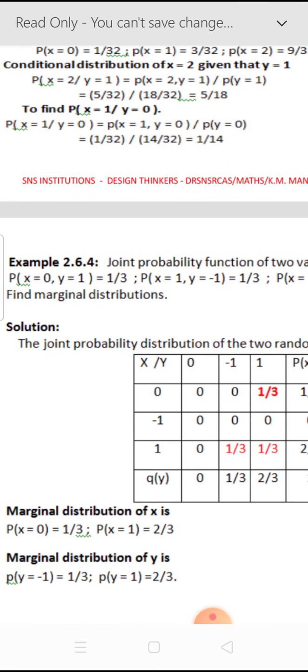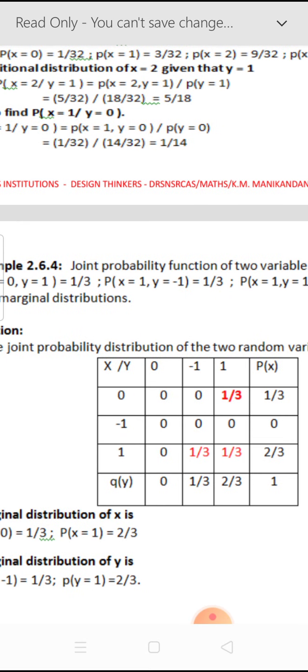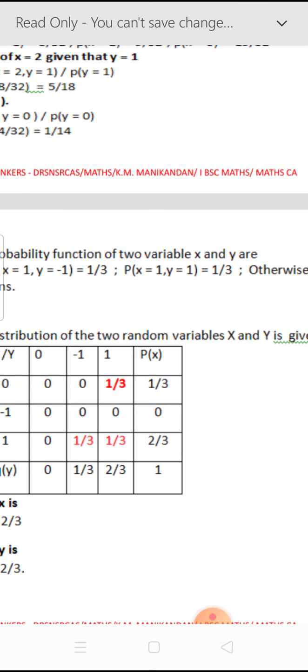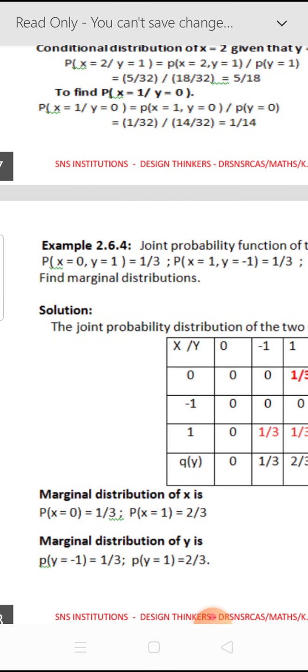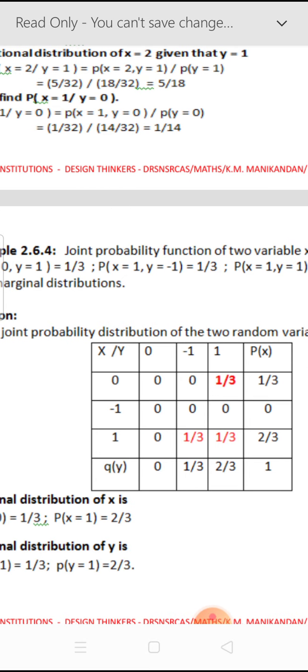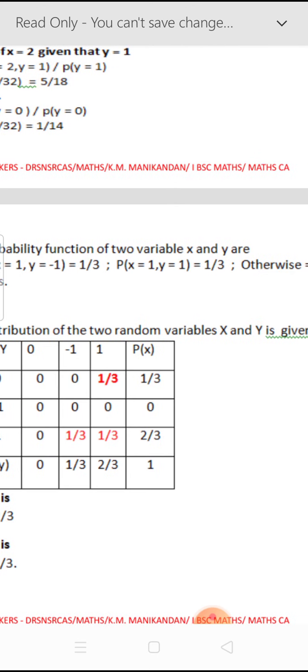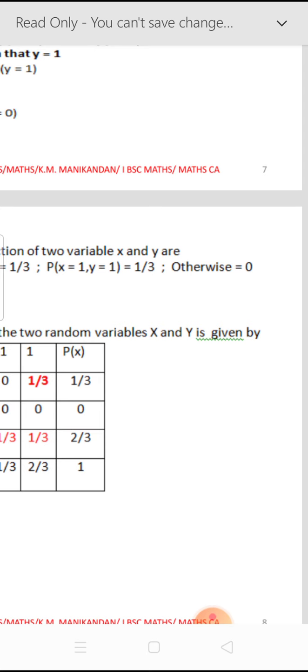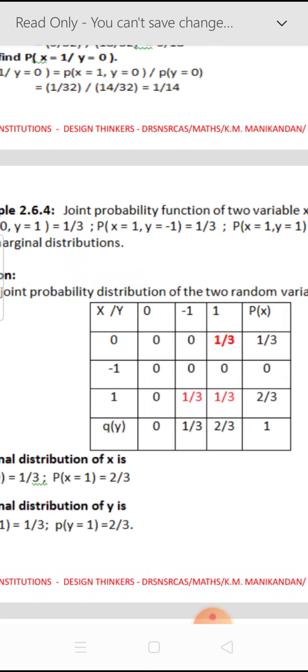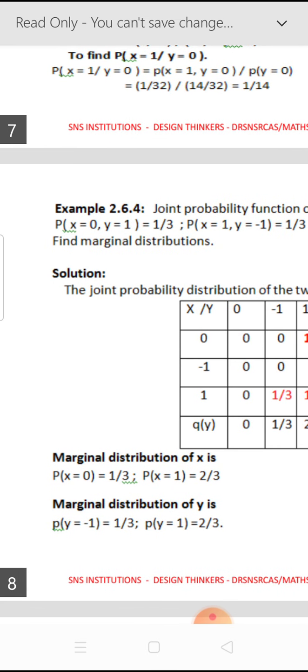And next we find the joint probability function of two variables x and y: probability of x equal to 0 comma y equal to 1 equals 1 by 3, and probability of x equal to 1 comma y equal to minus 1 is 1 by 3. Probability of x equal to 1 comma y equal to 1 is 1 by 3. For other values of x and y, the probability is 0, we are given. With the help of the given values, you have to find the marginal distributions.